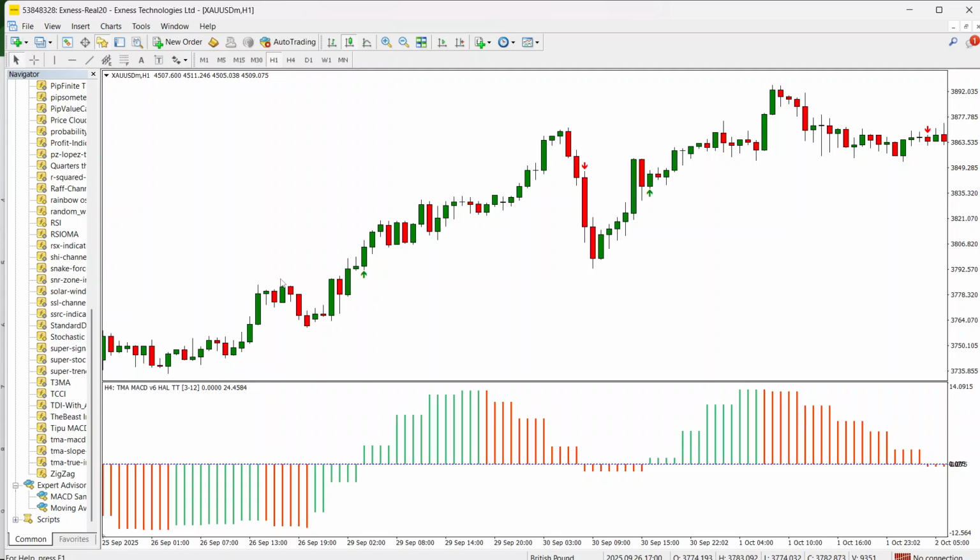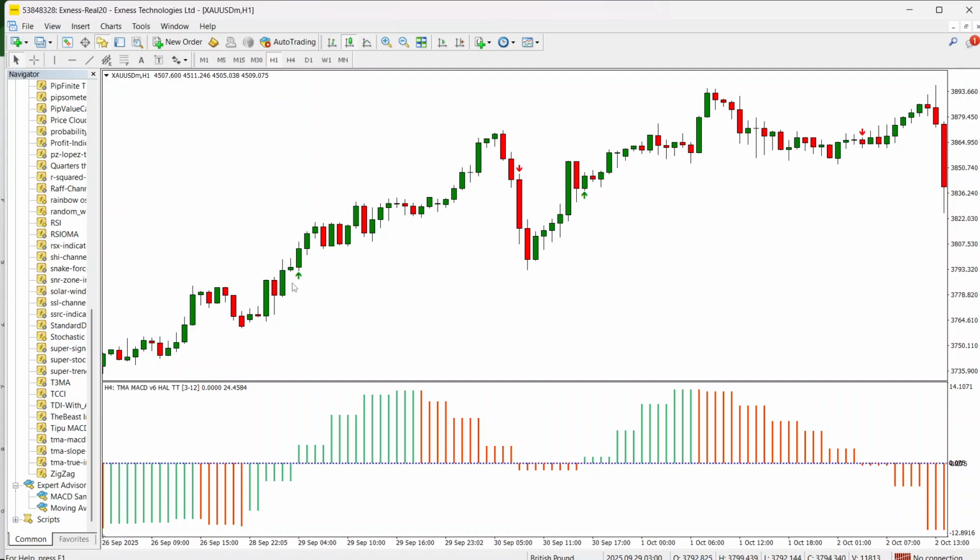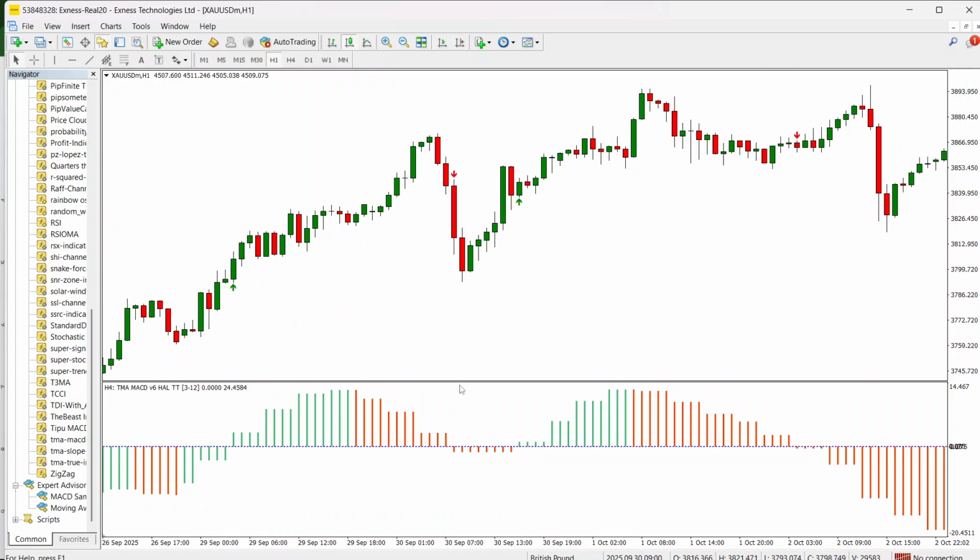This overview from the Forex Geek highlights how merging TMA smoothing with MACD momentum tracking creates a refined tool with histogram bars and directional arrows for clearer entry signals and reduced market noise.